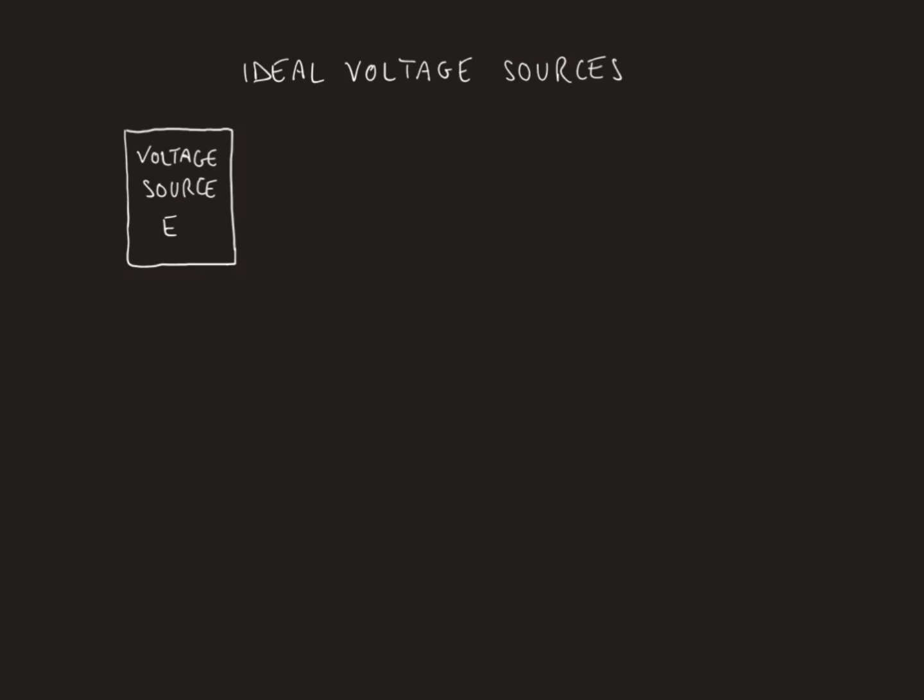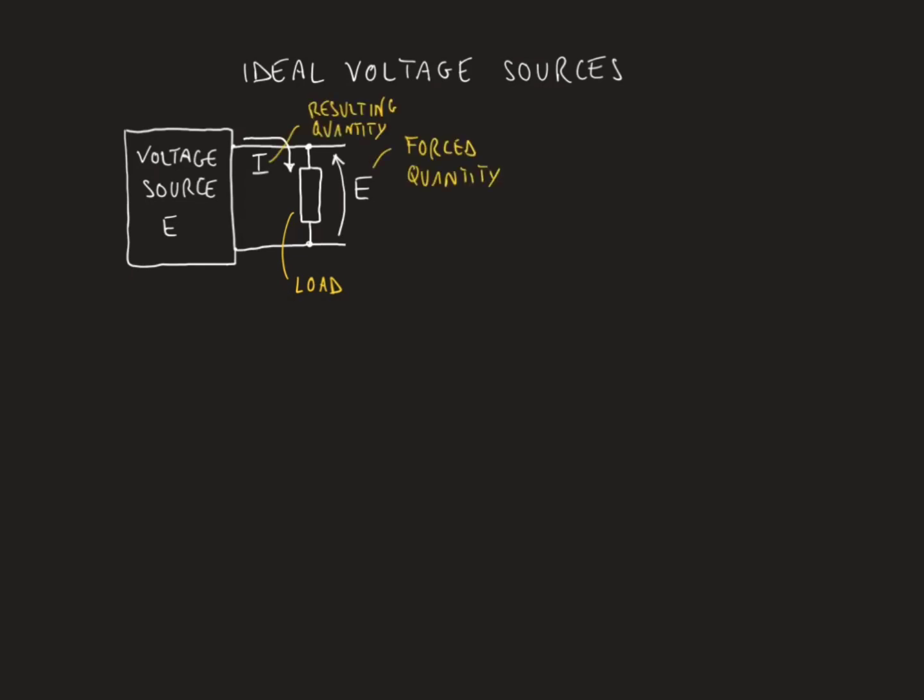In other words, an ideal voltage source can maintain across a component called load a given voltage E for which the source was purposely designed, and provide to the same component the current it requires, whatever the value of the required current is. The voltage E is called the forced quantity, while the current I is called the resulting quantity.